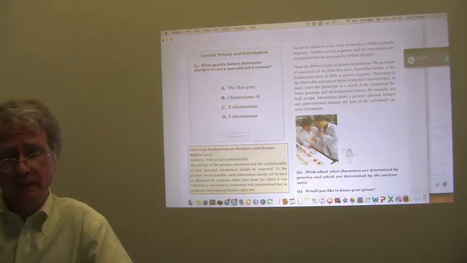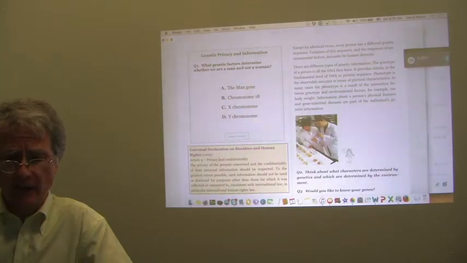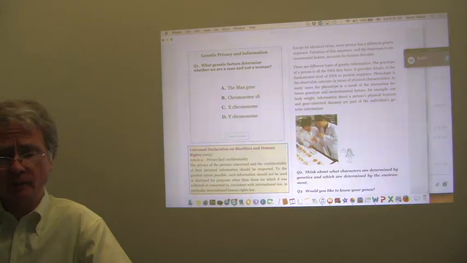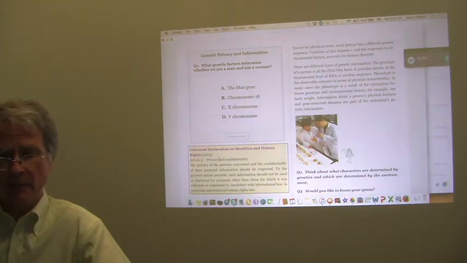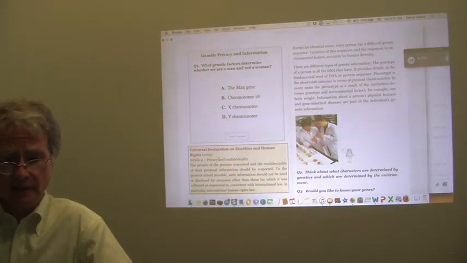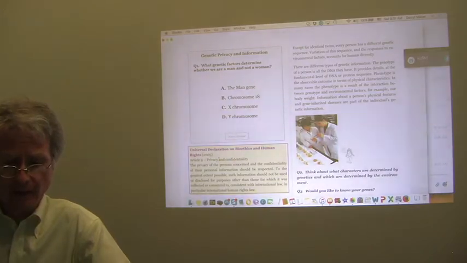There are different types of genetic information. The genotype of a person is all the DNA they have. It provides details at the fundamental level of DNA or protein sequence. Phenotype is the observable outcome in terms of physical characteristics. In many cases, the phenotype is a result of the interaction between the genotype and environmental factors. For example, body weight. Information about a person's physical features and gene-inherited diseases are part of the individual's genetic information.